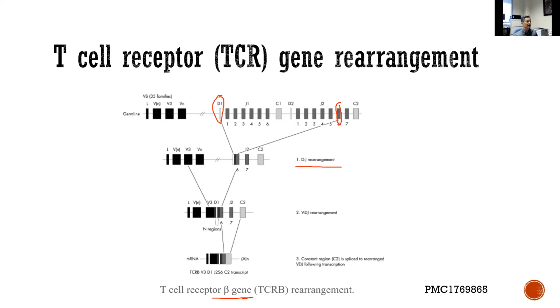And then from the V segments, V3 is selected, and then makes this DJV rearrangement. At the end, you have this beta chain of the receptor containing V3, D1, and J2-6, and the constant segment. This particular combination gives this mRNA, which will then be translated into the beta chain of the T cell receptor.